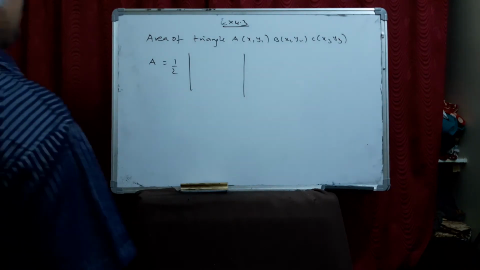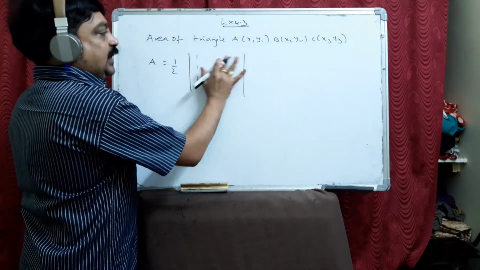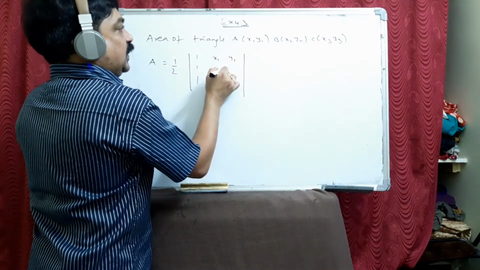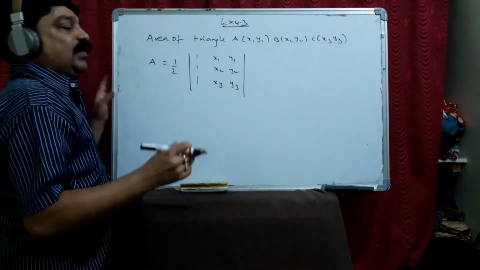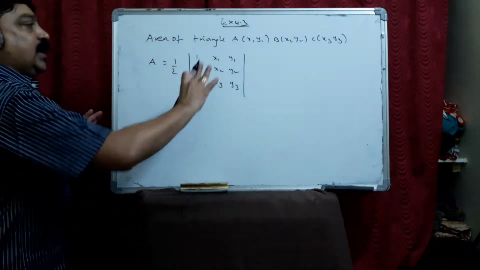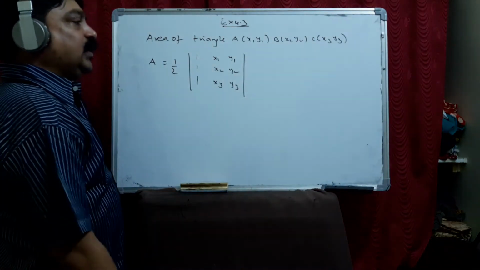Now the determinant of: write all ones first, and then the next two columns will be the vertices: x1 y1, x2 y2, x3 y3. This looks easy, but when you write it, be very careful, or you will get confused. Okay. Now if you expand this, you will get the value of the area.